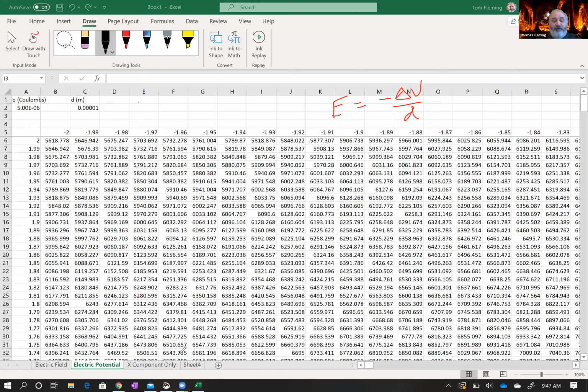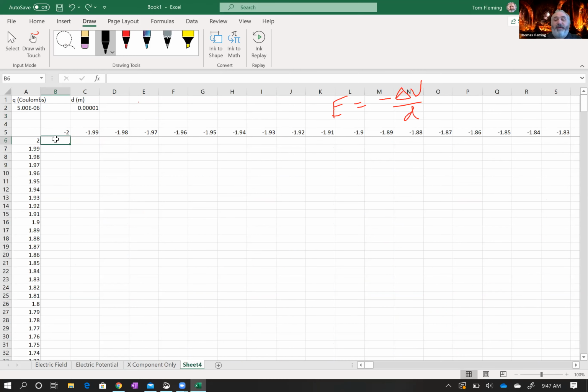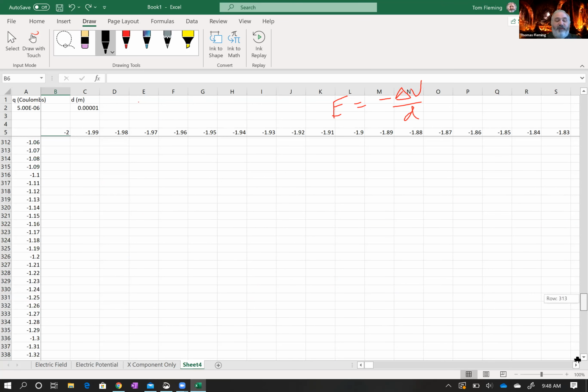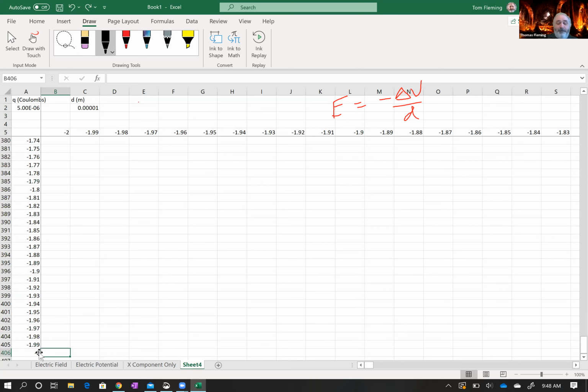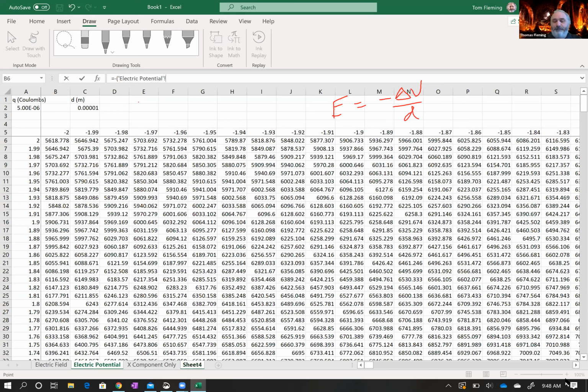So I'm going to go back to my electric field in the sheet 4, which is going to be my Y component. I don't want to start up here. I'm going to drag all the way down to the bottom. And in this cell here, I'm going to have equals, and it's still going to be negative delta V over D. But for delta V, I'm going to go back to the electric potential, and I'm going to scroll down to those same two boxes.